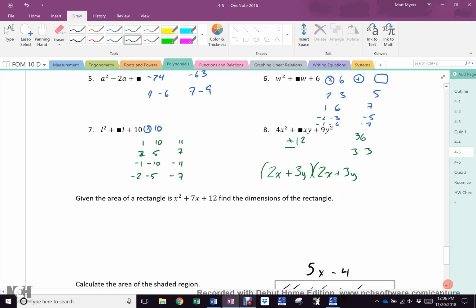How will we get the x? Because you won't get the y. You can't get the x because there's no equals sign.